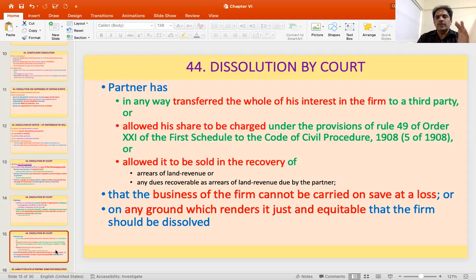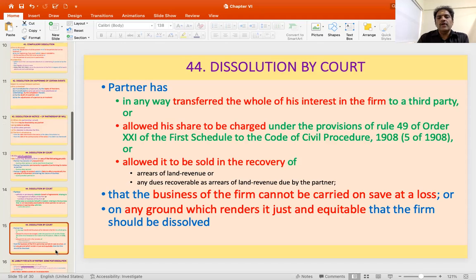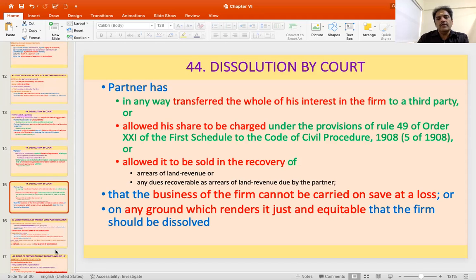So from that point of view, these are the grounds for filing a suit for dissolution of the firm. Then, that the business of the firm cannot be carried on save at a loss. If the firm is continuously incurring losses, and there is no ray of hope at all that it is going to make a profit at some point, then what is the point in continuing the firm? In which case they will say that we will dissolve the firm, for which they can file an application before the court. Then, on any ground which renders it just and equitable that the firm should be dissolved.